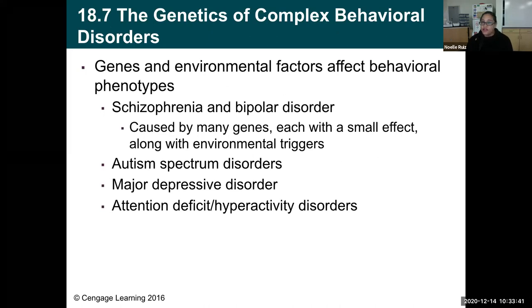Genes and environmental factors affect behavioral phenotypes. Schizophrenia and bipolar disorders are caused by many genes, each with a small effect, along with environmental triggers. Autism spectrum disorders are complex. Major depressive disorder, ADHD. These are all a combination of both genes and environment.